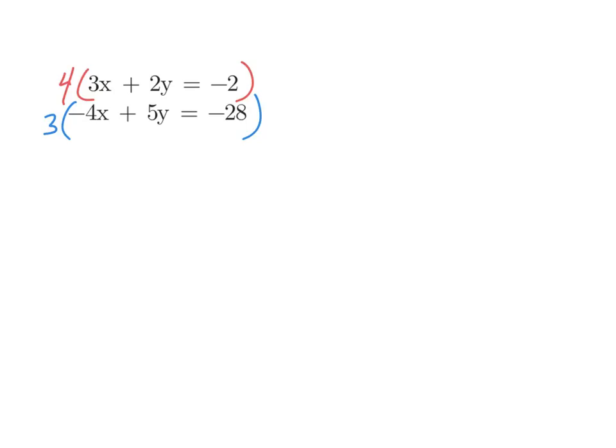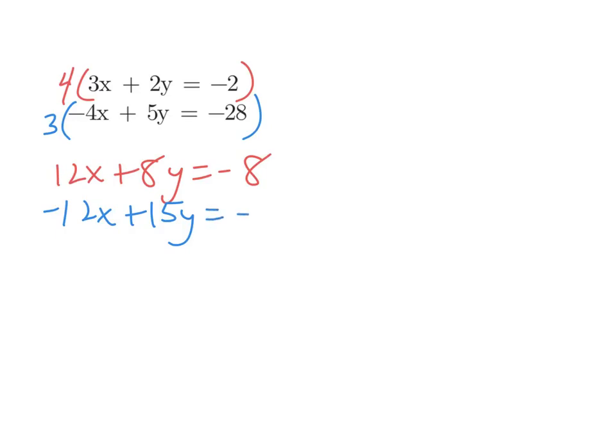So when I combine these together, well, I'm not going to combine them first. Let's multiply them first. So I get 12x plus 8y equals negative 8. And then I get negative 12x plus 15y equals negative 84. Okay? So I multiply the top equation by 4. I multiply the bottom equation by 3. Now that I have this set up so that the x's are going to cancel, I add the equations together. The x's go away, and now go ahead and finish the problem.